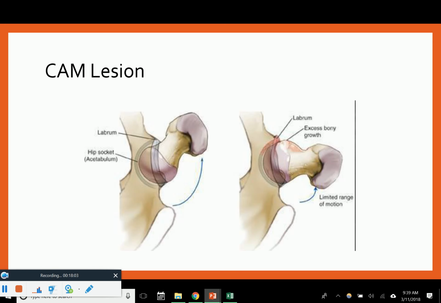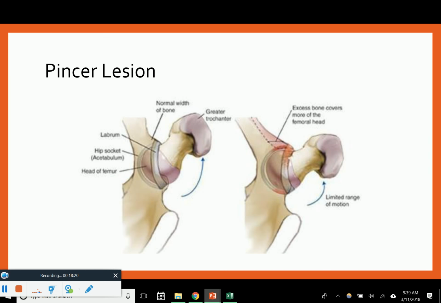Here's another way a cam lesion can occur, or just another schematic. Repeated hip flexion or internal rotation. The neck of the femur can abut the labrum and the acetabular rim, creating Wolff's Law bony overgrowth. Similarly, with a pincer lesion, the same thing can occur.